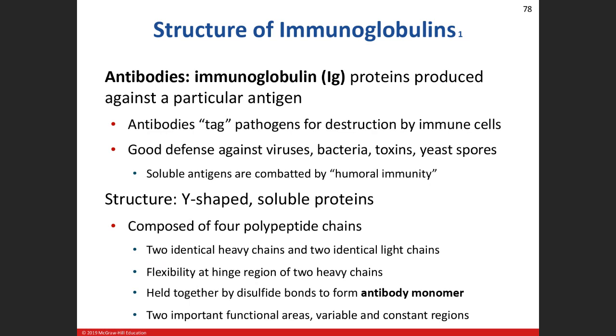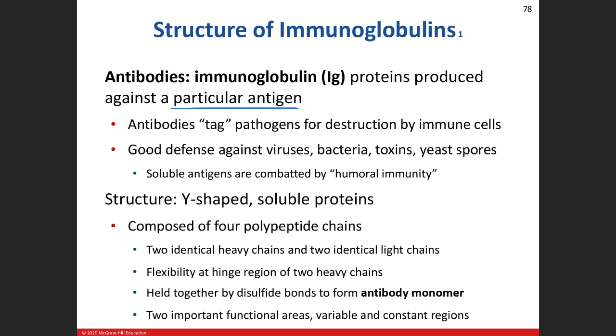Okay, so what the heck is an antibody? It's an immunoglobulin. Remember those proteins that float around in the blood that we were talking about? Part of the 7% of the proteins that linger in your blood plasma. The immunoglobulins are part of the 7%, and they are made to fight a specific or particular antigen.